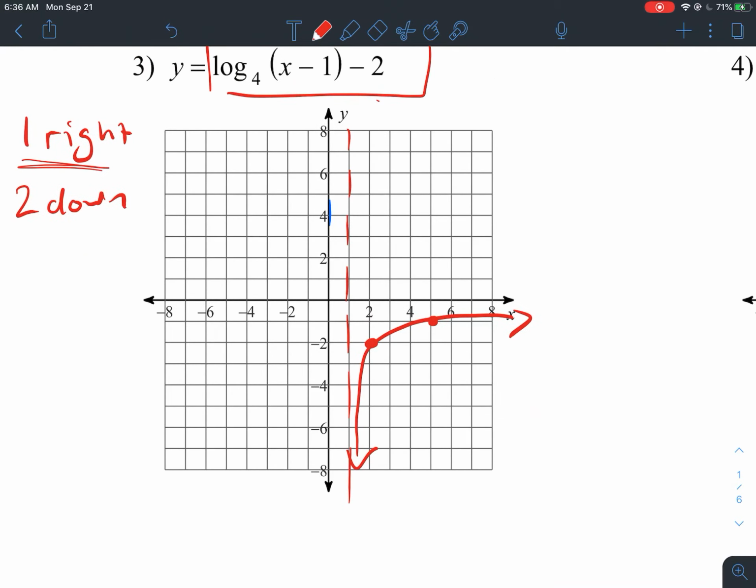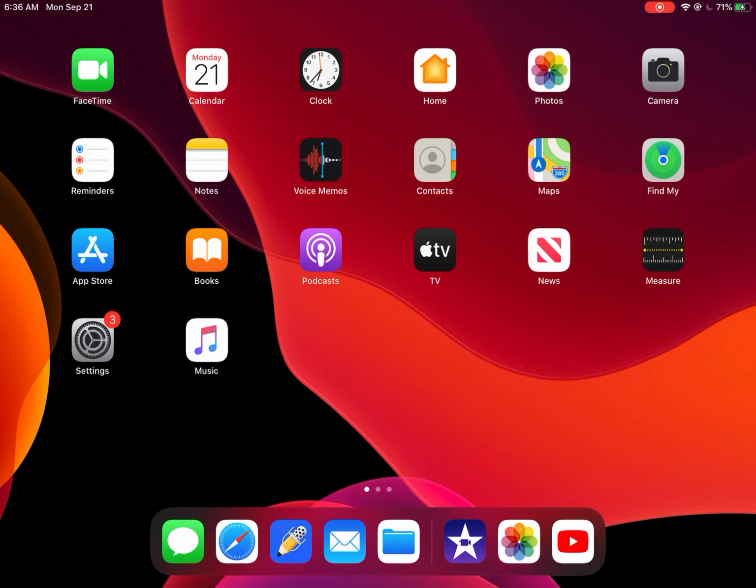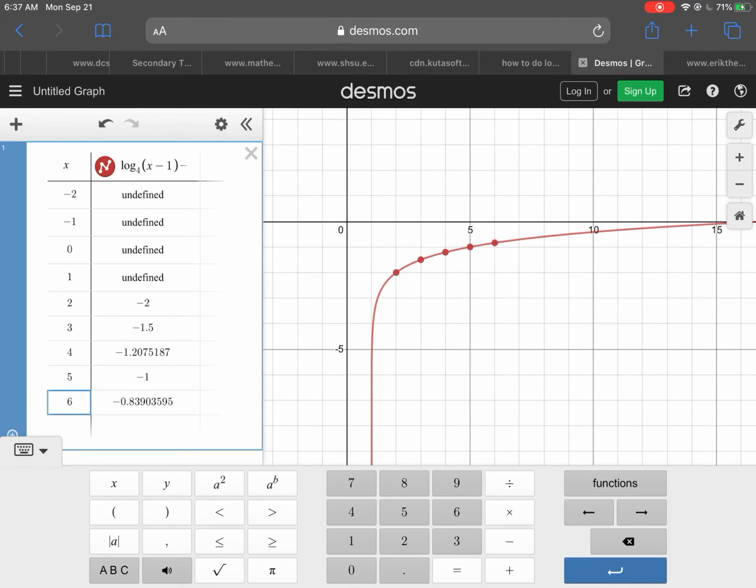So you can see here, you could kind of cross-reference. I did have 2, -2 on my graph. I had 5, -1 on my graph. If we go look, did we have that on this one? Yep, right? We had a 2, -2 and a 5, -1. So you can use Desmos to help check your answers.